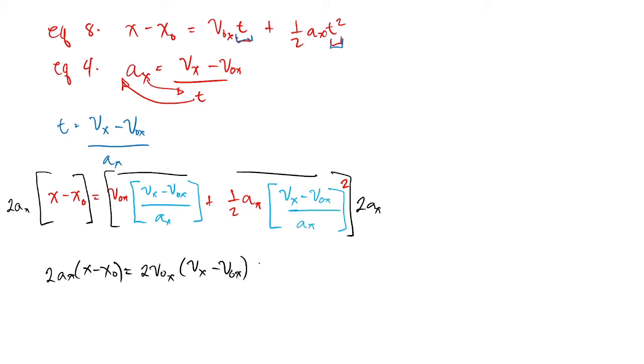Then, i-add lang natin yan yung 2 multiply natin sa 1/2, so that will be 1. And we have there our ax. So magkakaroon tayo ng ax squared dito. Pero as you may notice, we have here a square and ax squared. So, ang mangyayari ay makakancel out yung ax. Therefore, we'll be left with vx minus v naught x squared. Okay?